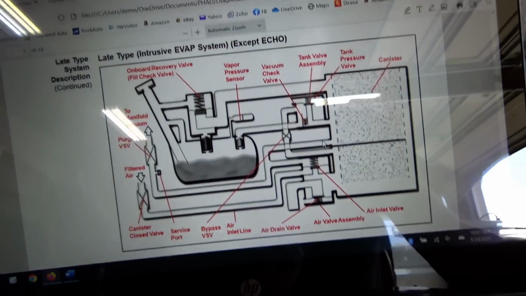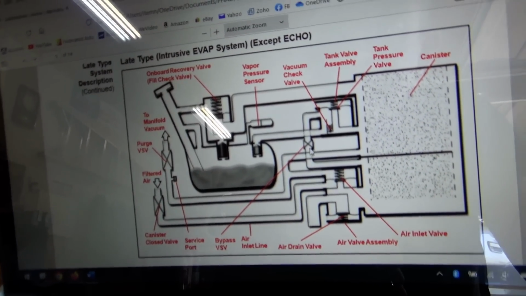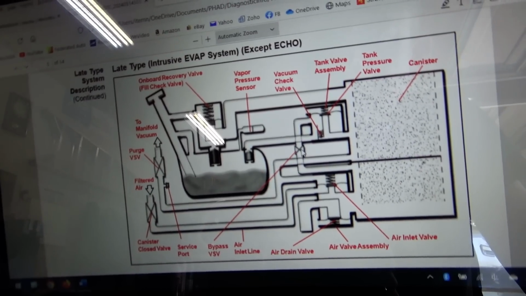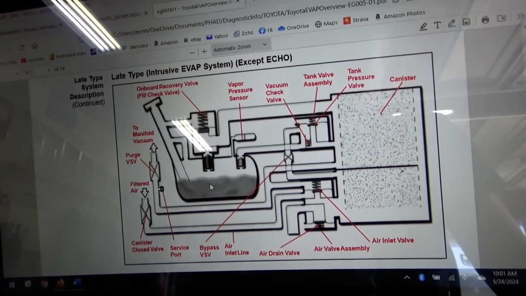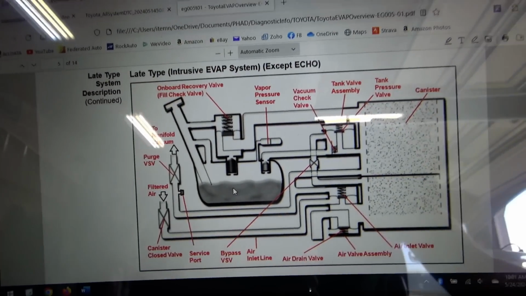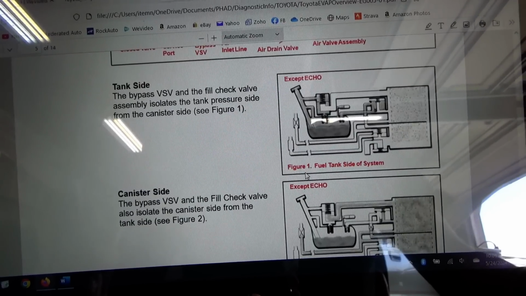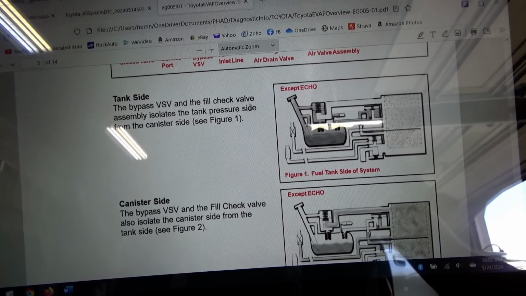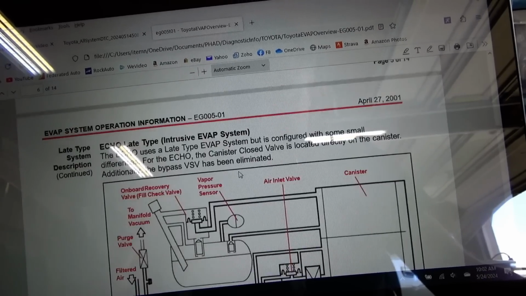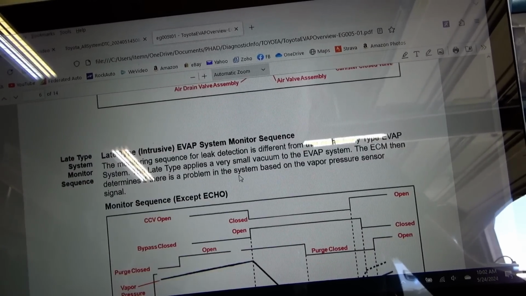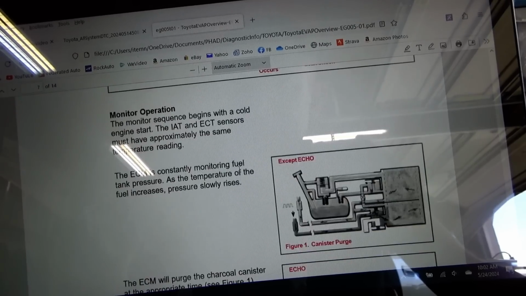So on this diagram here, we determined that this little bypass valve is stuck. Now it could be stuck open or stuck closed. We don't know. Let's read how the system works and how, when you're filling the tank, where does the pressure go. So tank side, bypass VSV, check valve isolates tank pressure from the canister side. Canister side, we don't care about the echo. Except echo, there's a monitor sequence.